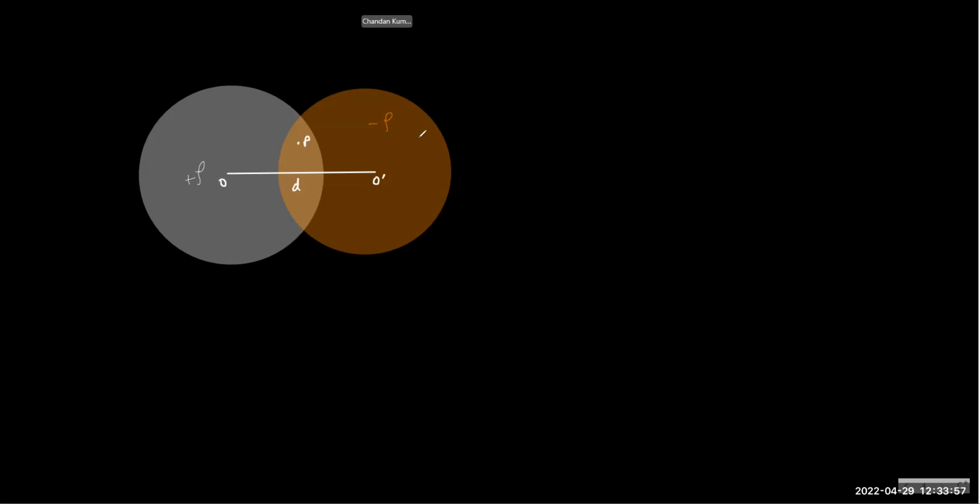Yes, sir, rho by 3 epsilon naught into O dash vector. Yeah, exactly. So it's again the same answer, right? Yes, sir. These kinds of questions are very common in the JEE Advanced problems. So the field will be parallel to O dash, right? Something like this. Yes, sir.